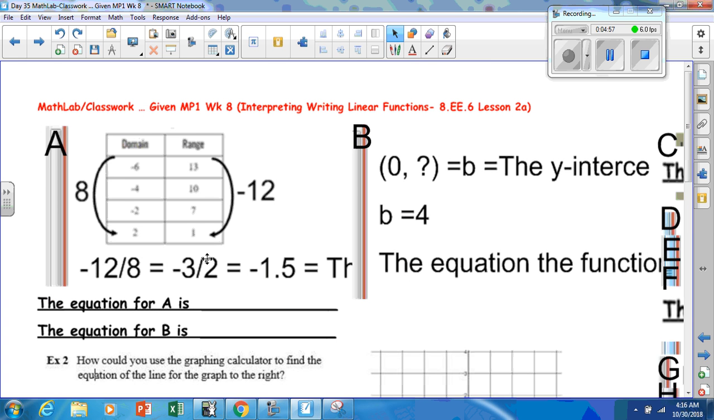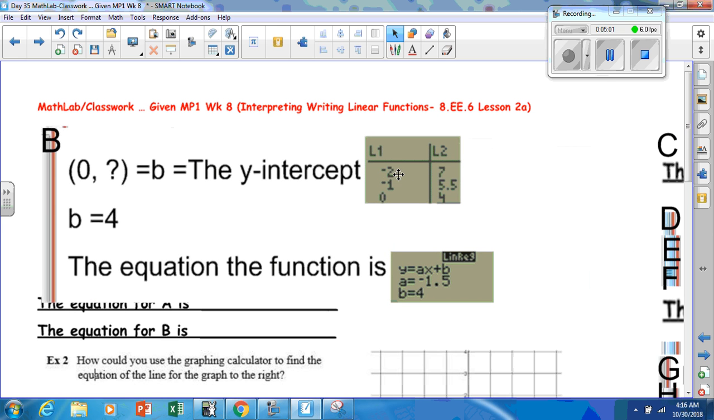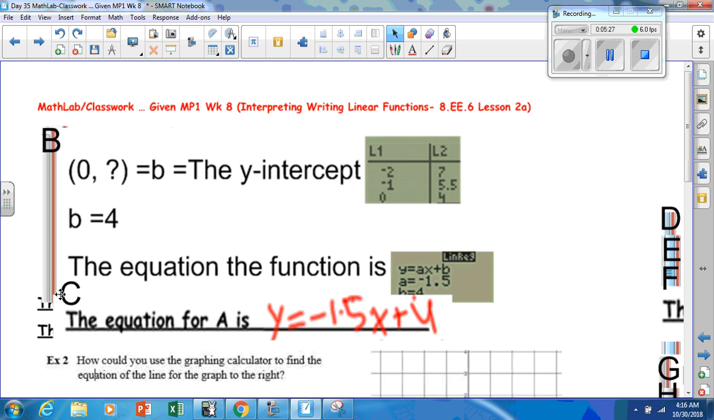So the y-intercept, remember, is my value of y when x is 0. That means my y-intercept is b. So the equation of the function is as follows: ax plus b. And we've got to remember what this looks like. Yes, that's what it looks like. All right, negative 1.5x plus 4. Here we go. Okay, cool. Let's consider the next question.